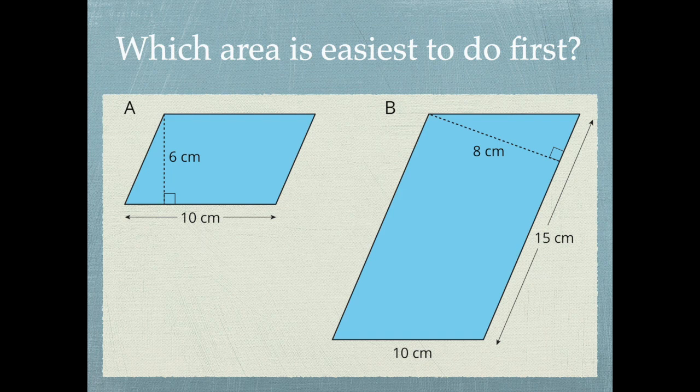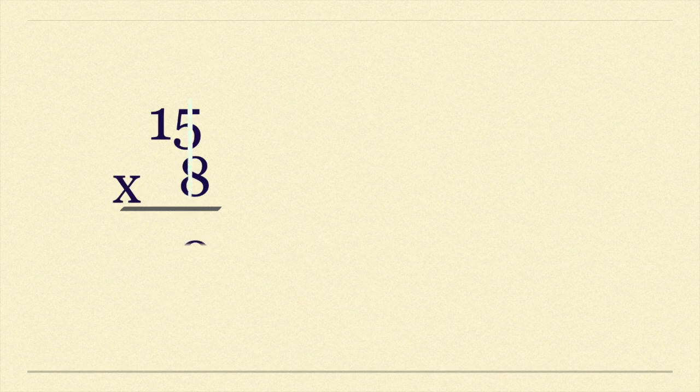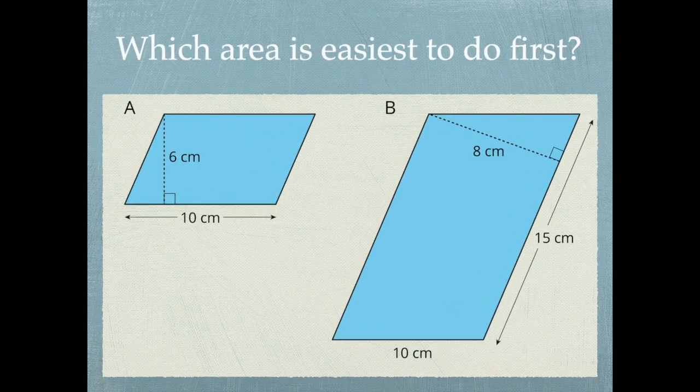But once I know the difference between base and height and any old length sides, I know that I am not doing anything with the 10. I'm simply multiplying 15 times 8. And 15 times 8, well, that's a little harder for me. 15 times 8 is actually 120. So A is easier, but I can solve both of them.